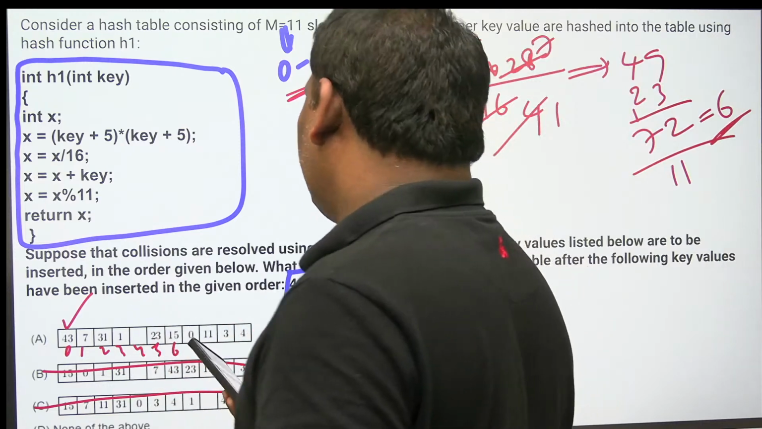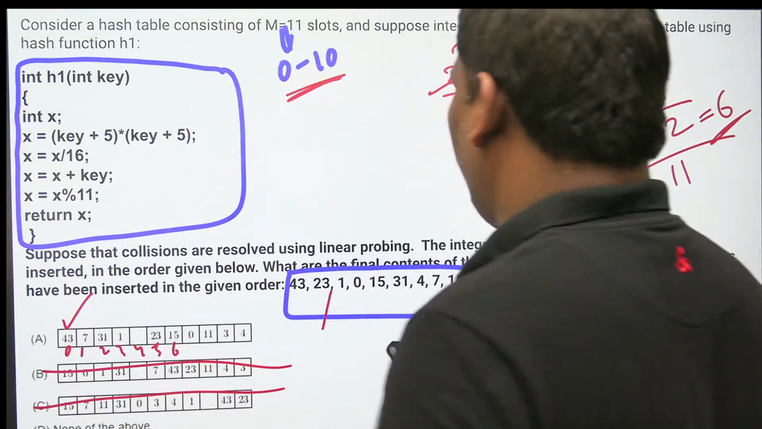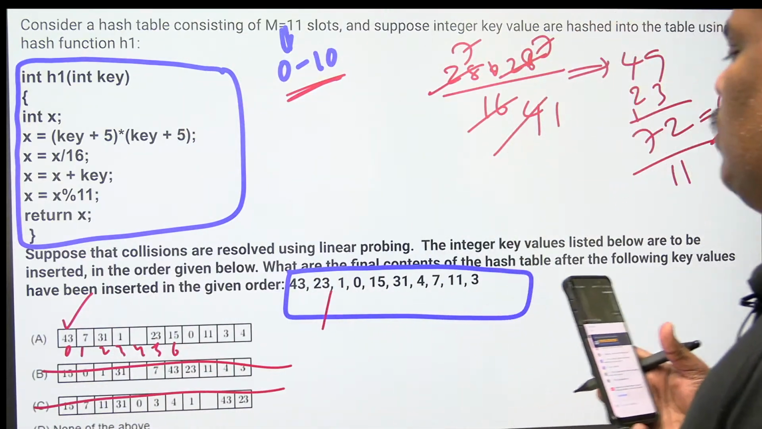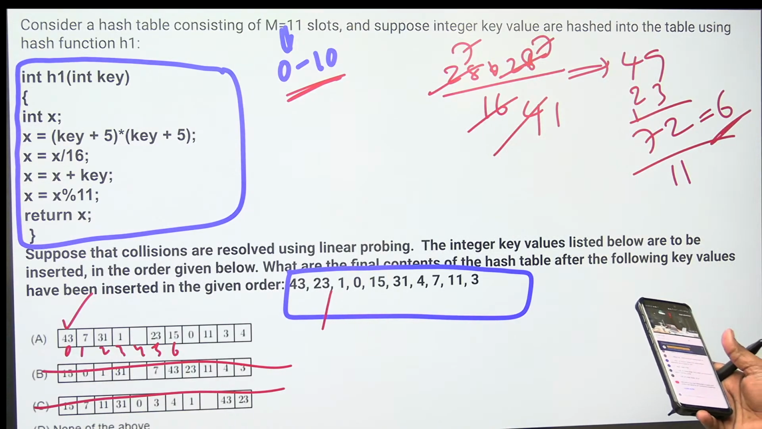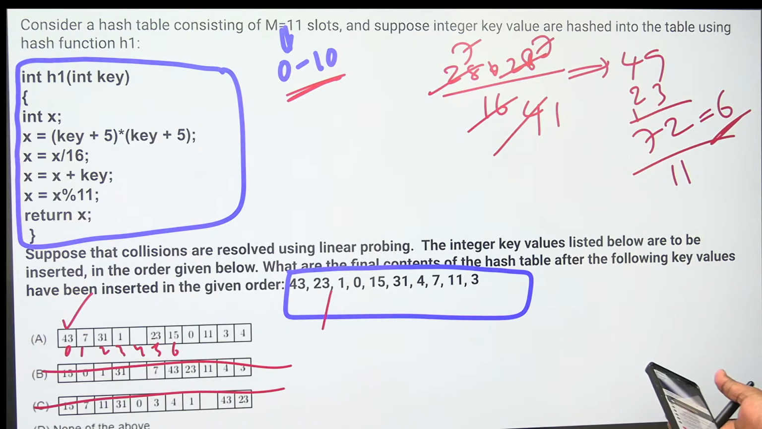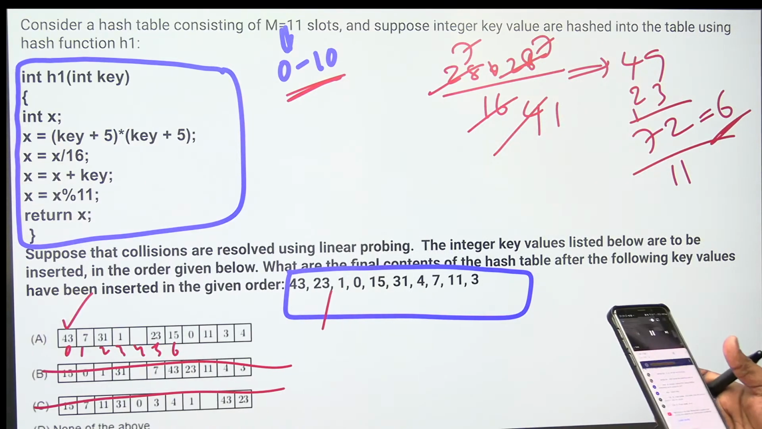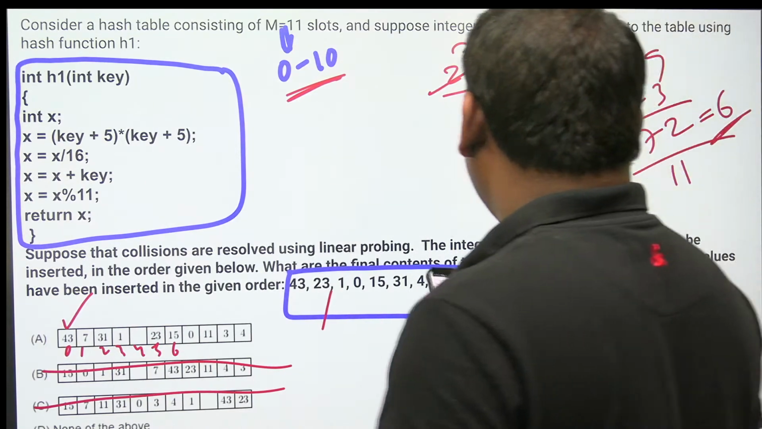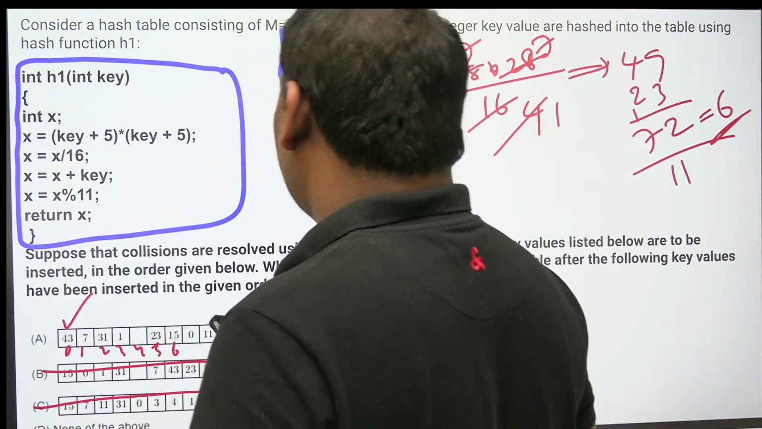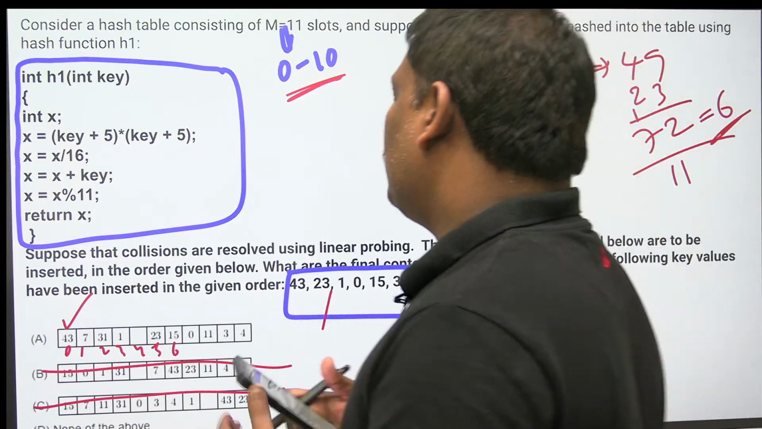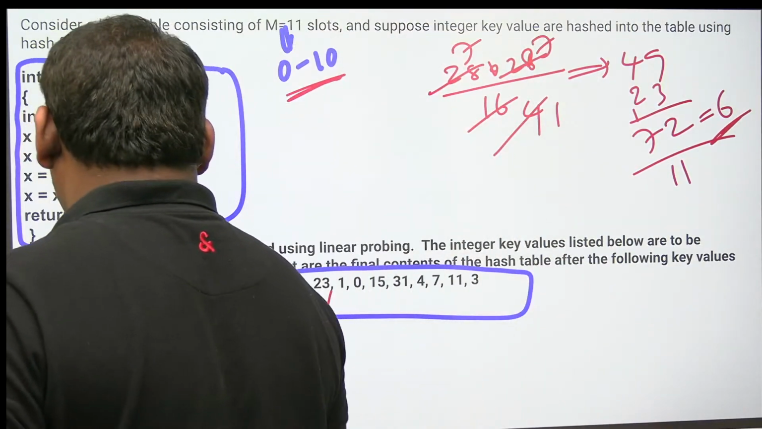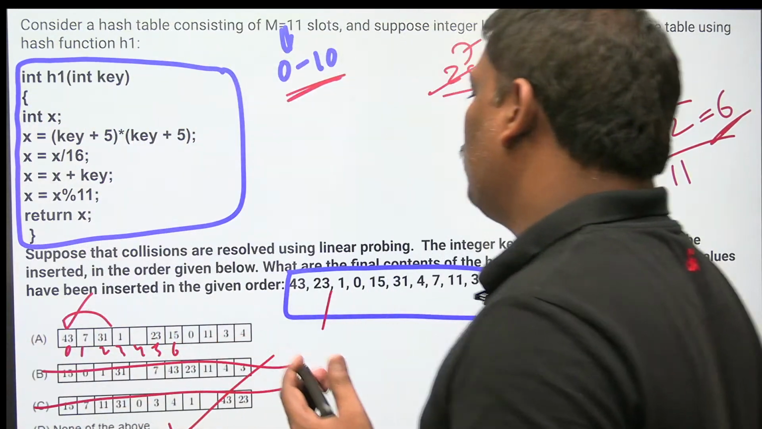I think no one. If you observe clearly, 23, no one is matching. 23 should go to the 6th slot. If you want, you can verify. 23 is going to the 6th slot, but it went to the 5th slot. Some problem came. I am thinking the answer is none of these. So please cross check properly.